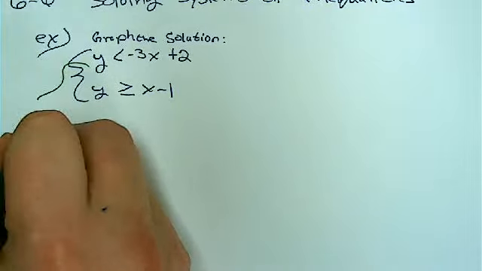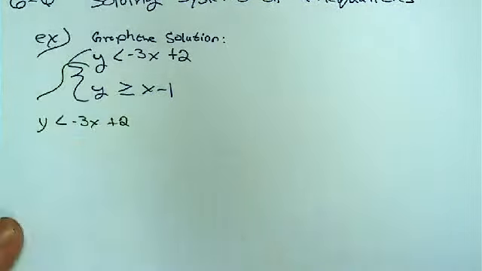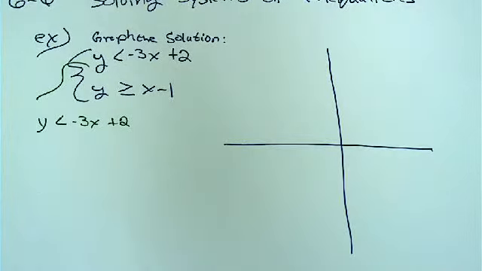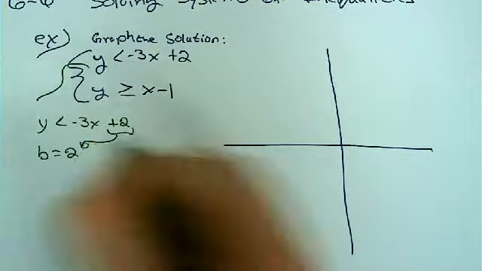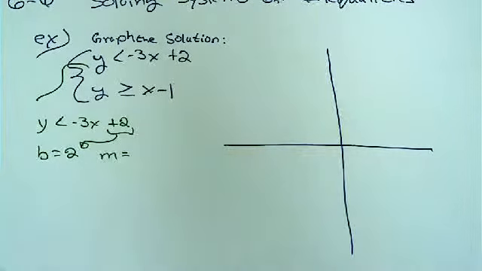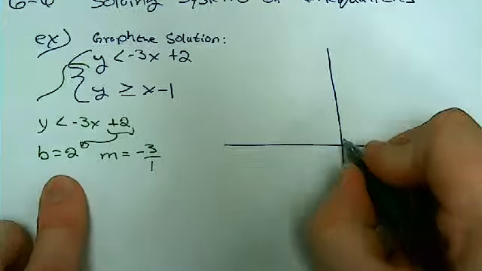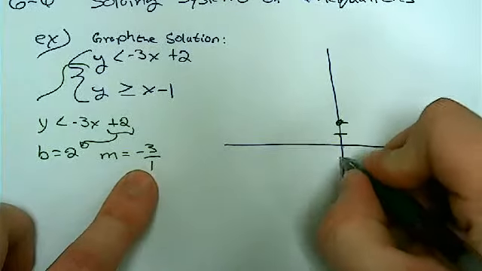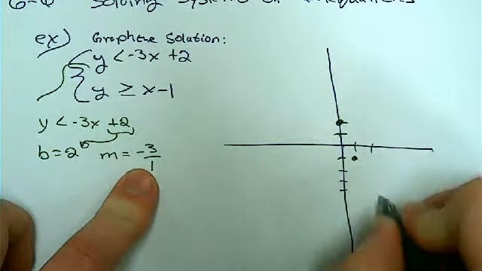All right. So this top one: y is less than negative 3x plus 2. What's my intercept? Where do I start the graph? 2. At 2. We always start at the b. And my slope? Negative 3 over 1. So this graph is going to start at 2, so 1, 2, right there. And then I go down 3, 1, 2, 3, over 1. Down 3, so down 3 over 1.